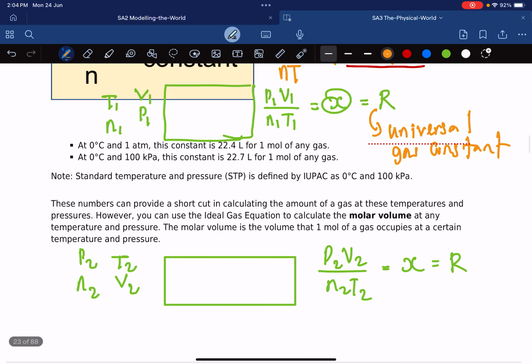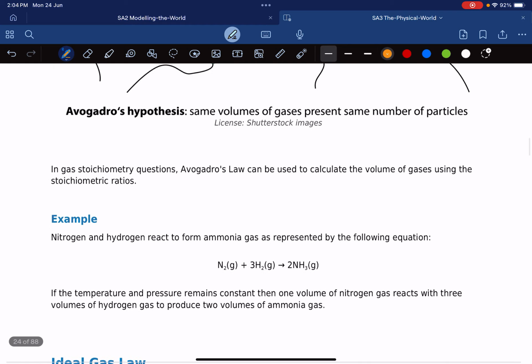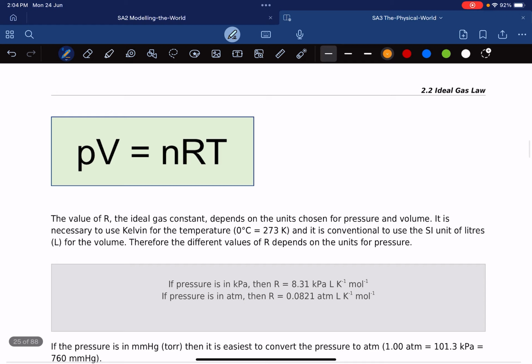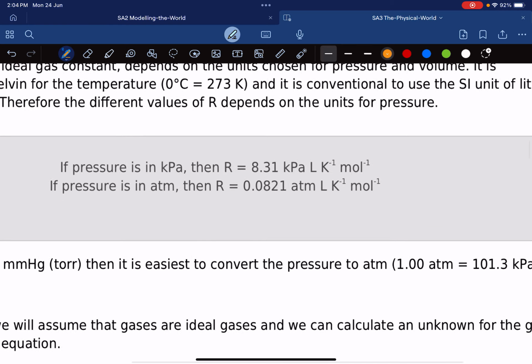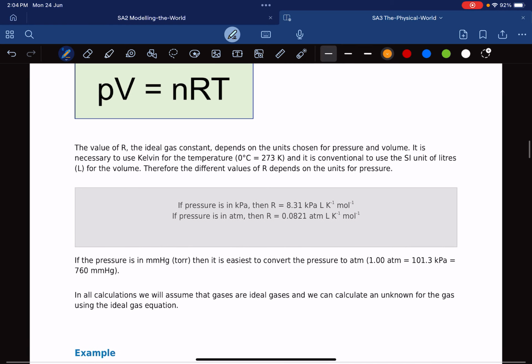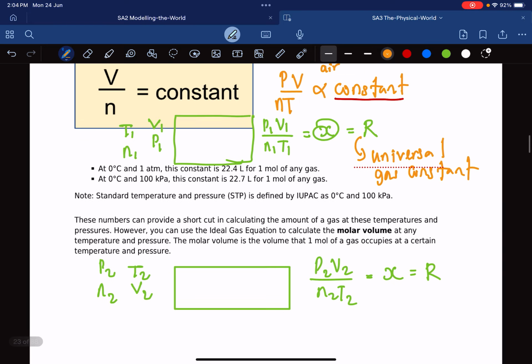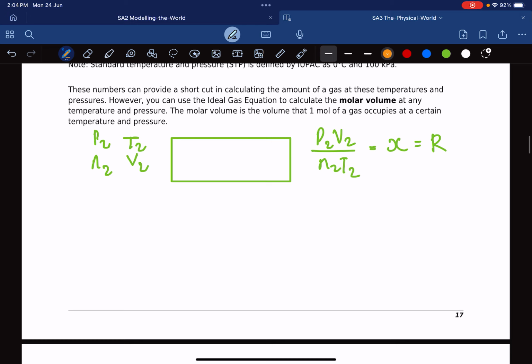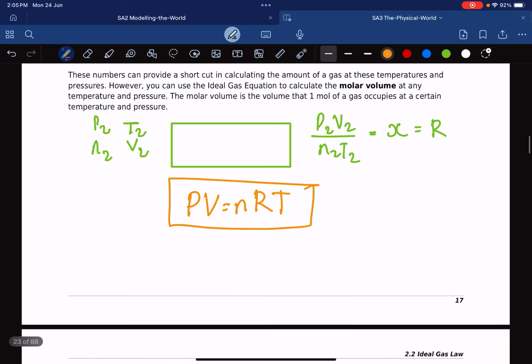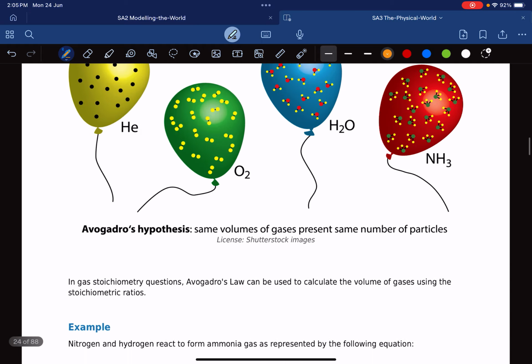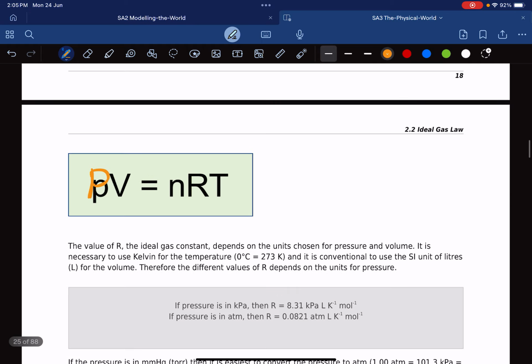We see here, this is called the ideal gas law. You see the R here. This is the R value, called the universal gas constant. So from this whole concept, we get a formula: PV equals nRT. This is a very important formula, and this is called the ideal gas law. You can see PV equals nRT at the bottom here.